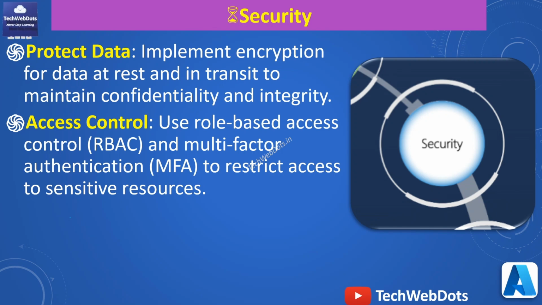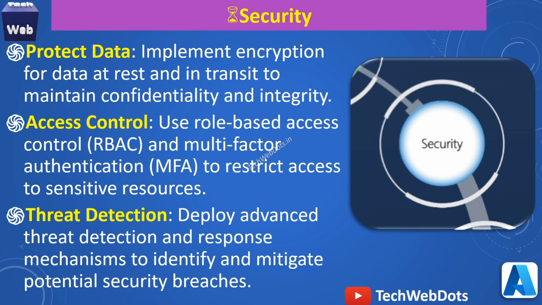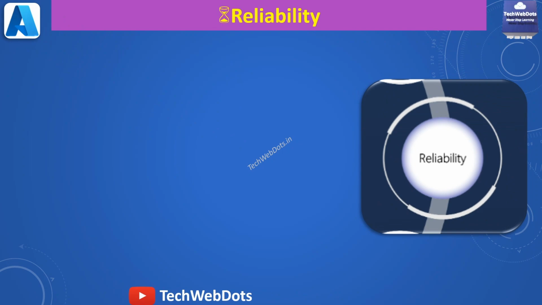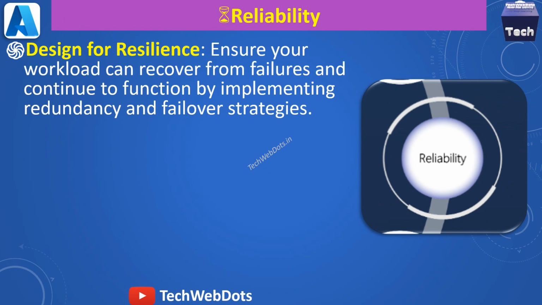All the best practice guidelines are already available over the internet, but these are the very key points with each pillar that you should remember. Okay, threat detection. Deploy advanced threat detection models and response mechanisms to identify and mitigate potential security breaches. Yes, so these three things you should take care of when we talk about security around the Well-Architected Framework. The next one, reliability, another important pillar.